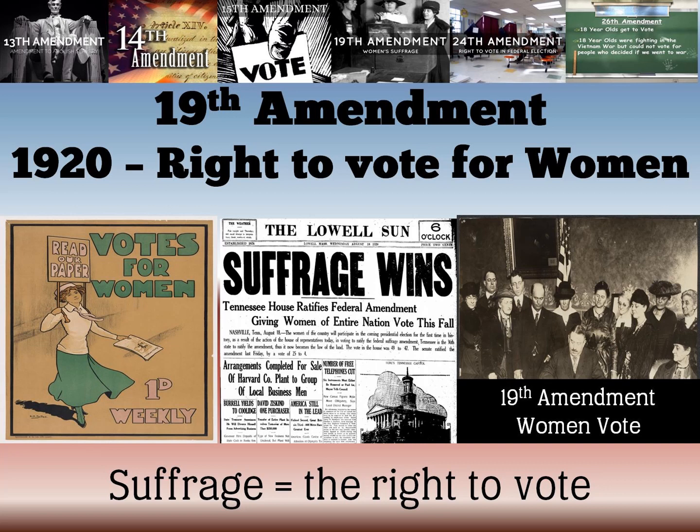And so, of course, they advocate and they march all the way to Washington. They march in front of the White House, and they're ultimately going to be victorious because in 1920, the 19th Amendment is added to the U.S. Constitution, and it is going to allow women the right to vote.